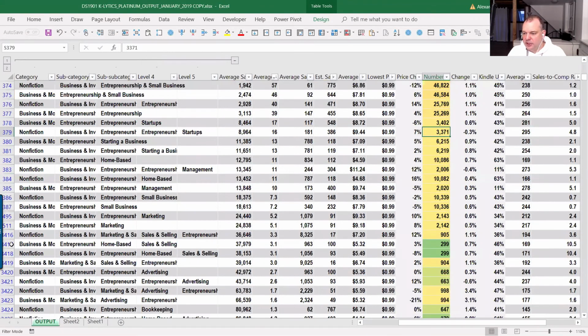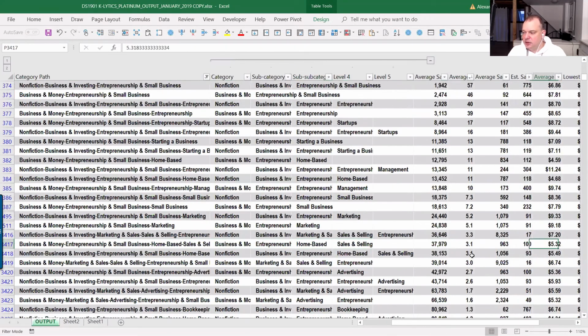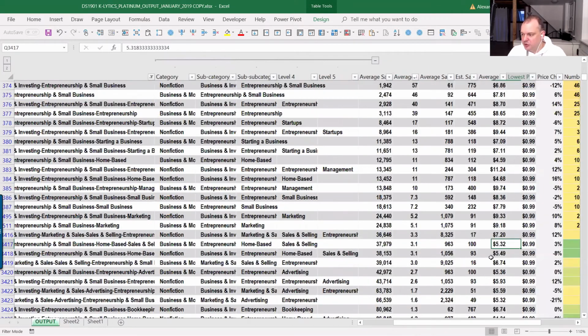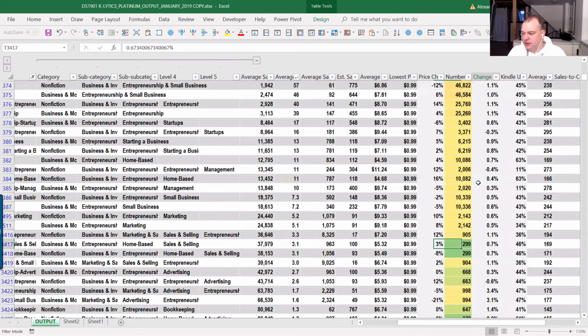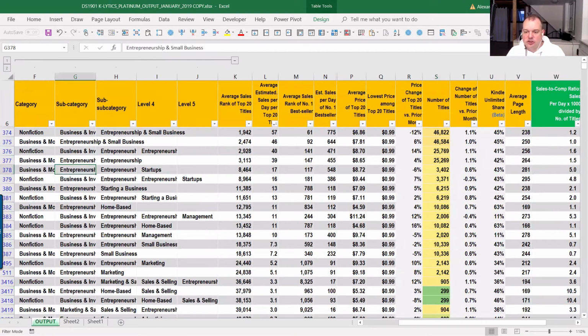And if you niche it even further down into business and money, home-based selling, the sales are, well, 3 books a day in the top 20, but there are only 300 titles in it. So that is how you can judge a bit for yourself as an entrepreneur and investor: do you want to go for the big money, but then you also have to have the big bucks for the advertising and projects, or do you want to go for the niche? That is always the question. Both in fiction and in nonfiction, I presume.